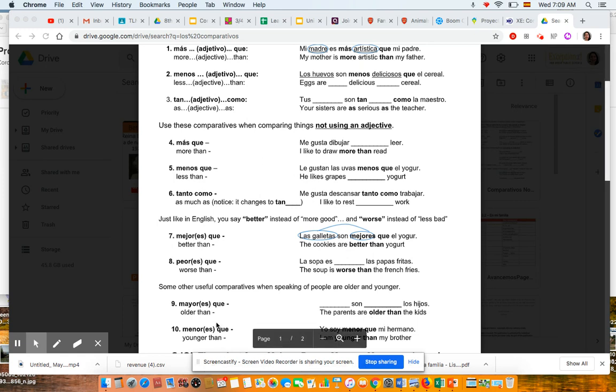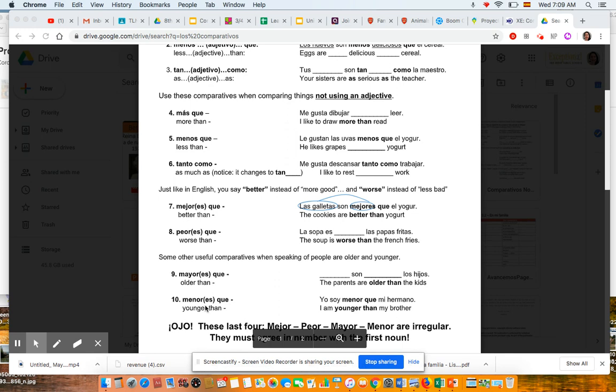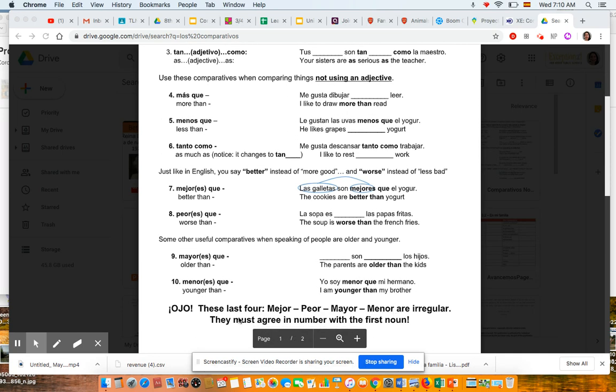Or such as in the example, menor que, yo soy menor que mi hermano. I'm younger than my brother. So remember that these last four, mejor, peor, mayor, menor, are irregular. They must agree in number with the first noun.